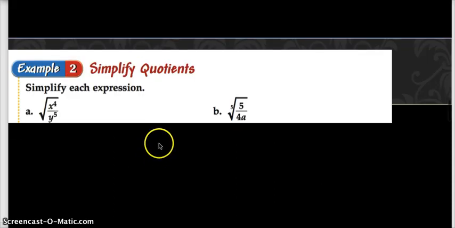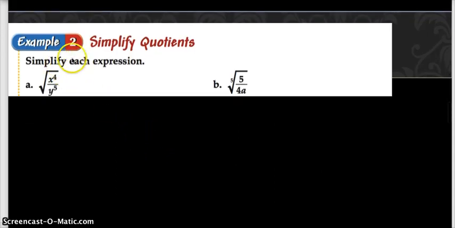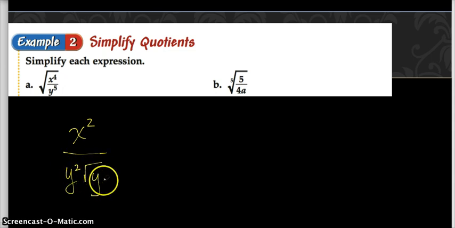When you have to simplify quotients, it really does mean, and it doesn't say this here, but the expectation is that you're going to rationalize the denominator. So as I look at this problem, I can simplify it as best I can. And when I do that, I'm going to get square root of x to the fourth power is x to the second. Square root of y to the fifth power is going to be y squared times the square root of y, because 1 y doesn't actually get free if you think about it that way.